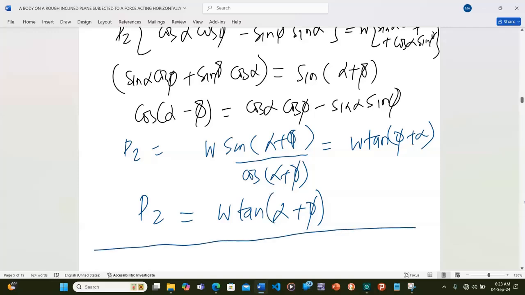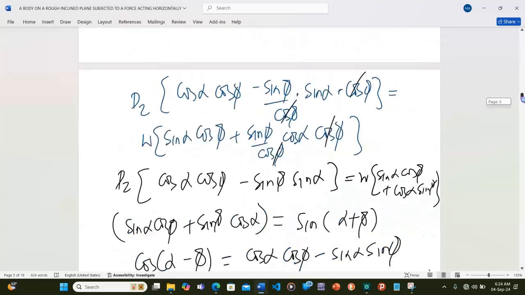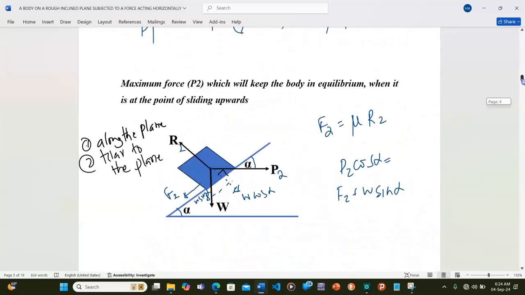So given a problem where you have an angle alpha, the angle of friction phi, and W, the weight of the body, you will be able to calculate that maximum force P2 that is required to keep the body in equilibrium when it is just at the point of sliding upwards.